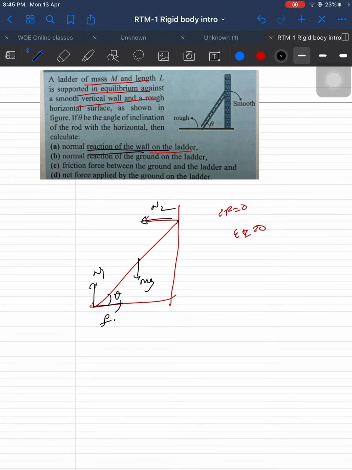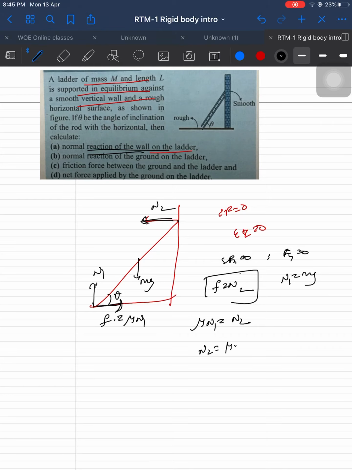Simple as that. Net force in the x direction is equal to 0, and net force in the y direction is also equal to 0. In the x direction, F is equal to N2, because the horizontal forces are in opposite directions. F is also equal to mu into N1, so mu into N1 is equal to N2. What is N1? N1 is equal to mg, since upward force is equal to downward force.